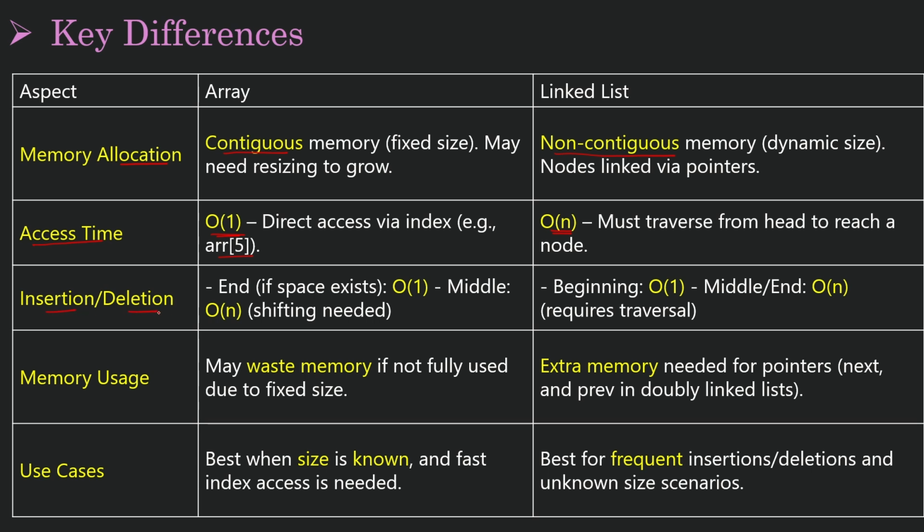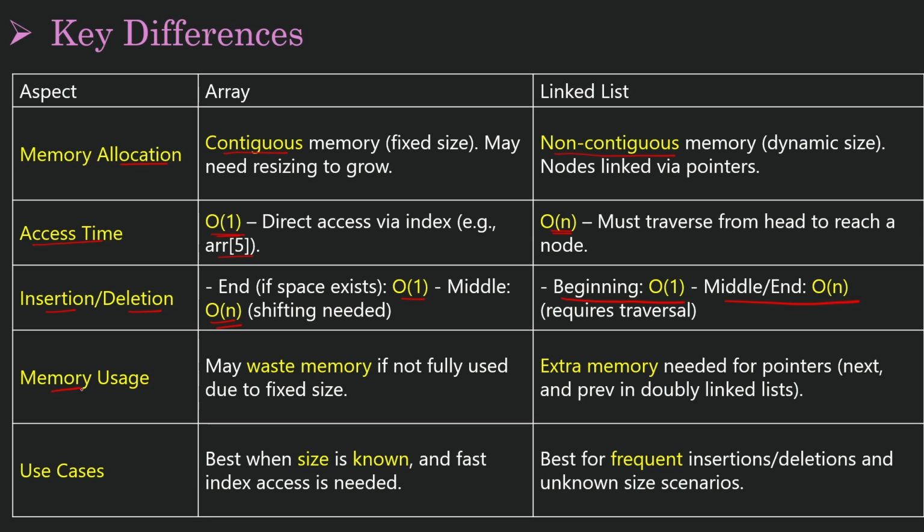Insertion/deletion. Array: insert/delete at end, if space exists, O(1). Insert/delete in middle, O(n). Shift elements to make space or fill gaps. Linked list: insert/delete at beginning, O(1). Insert/delete in middle or end, O(n). Traverse to the position.